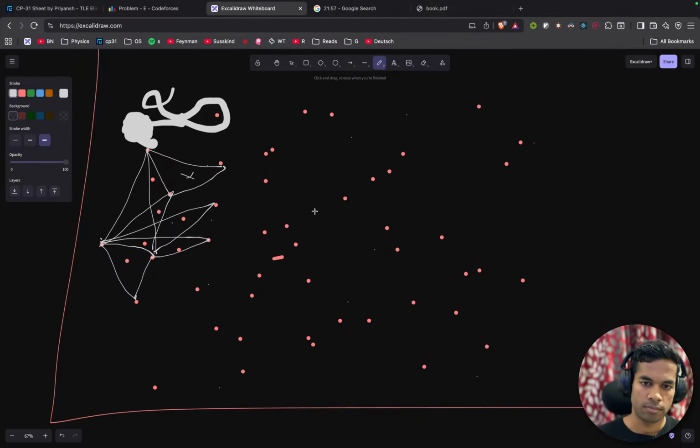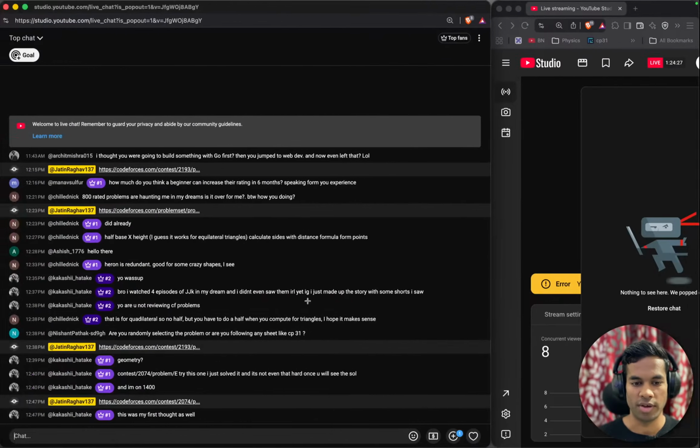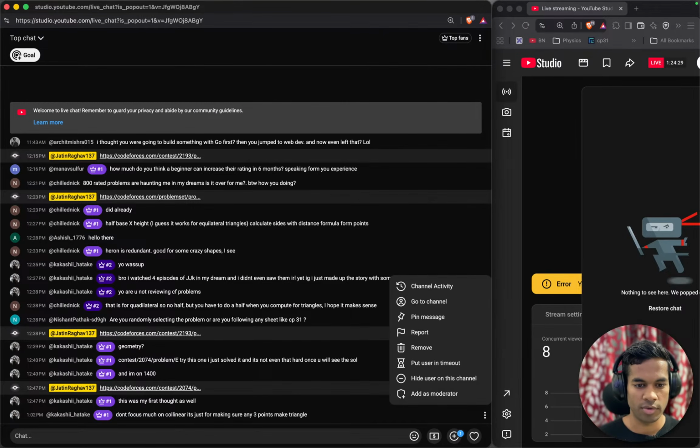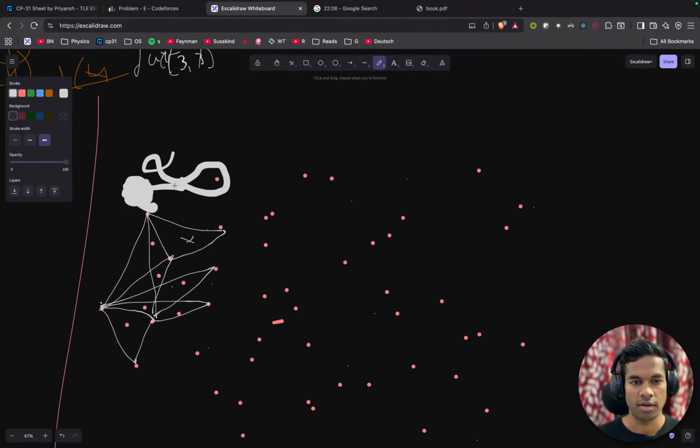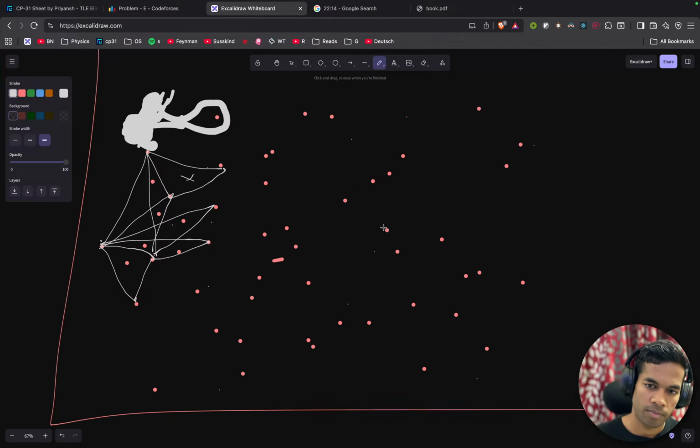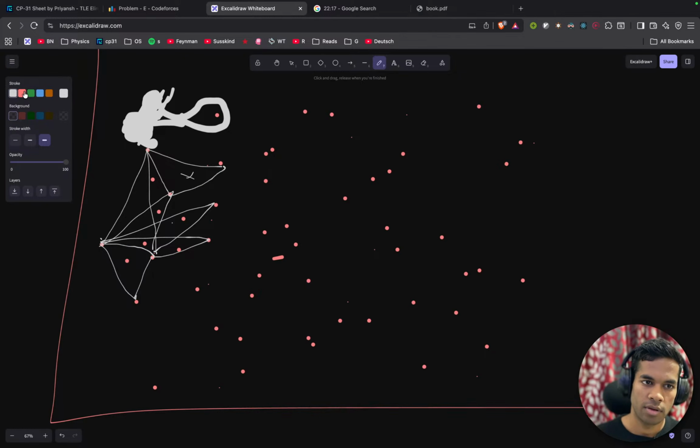Mhm. I really am not having any idea. Don't focus much on collinear. It is just for making 3 points make a triangle. Now I'm literally not getting any idea, any intuition, nothing. Geometry, yes.